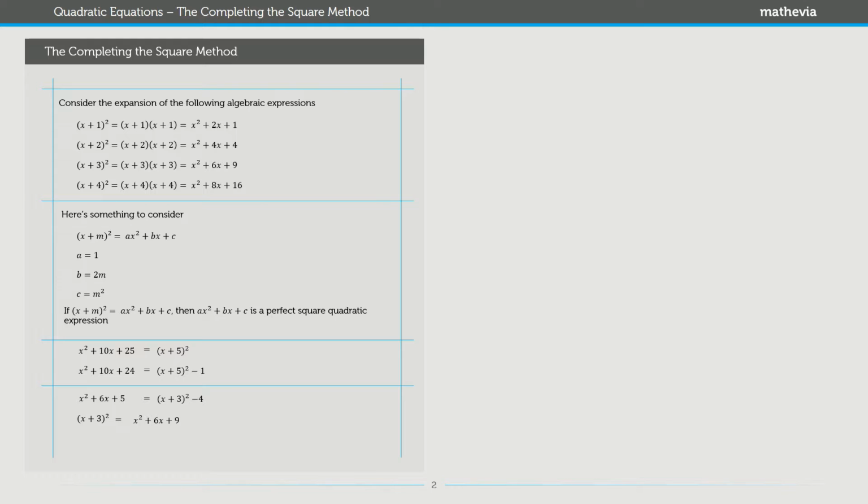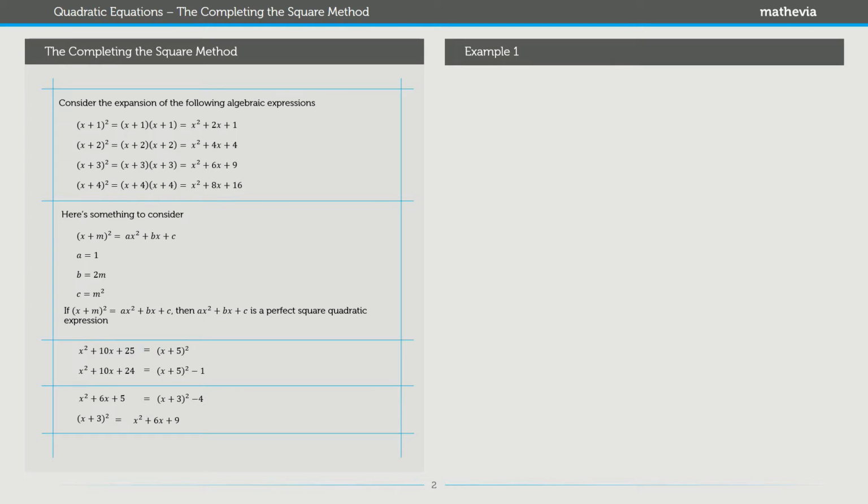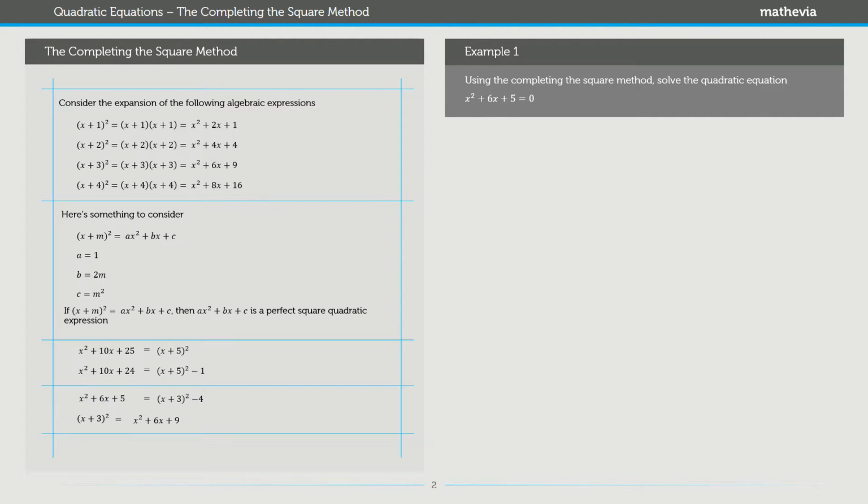Now let's actually work this using an example. Example 1 says, using the completing the square method, solve the quadratic equation x squared plus 6x plus 5 equals 0. We're applying the completing the square method. So we have x squared plus 6x plus 5 equals 0.